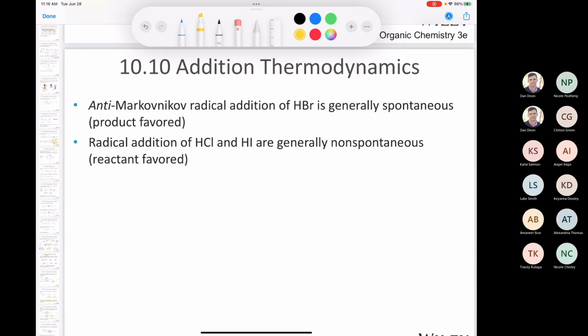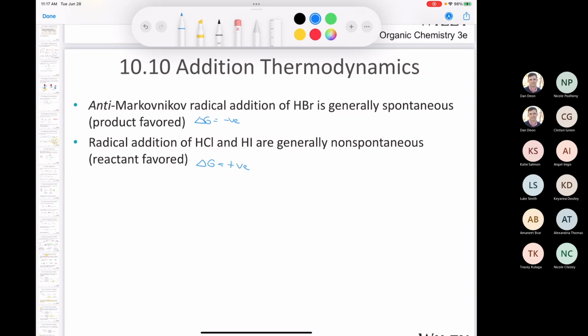Now, in terms of the addition of HBr, if we look at the delta G for the addition of HBr with peroxides across the double bond, it's a spontaneous reaction. So the delta G is going to be negative. However, if you're wondering, why can't you do it with HCl and HI? It's because for both of those, the overall process is thermodynamically unfavored, okay? The delta G is going to be positive in both of those cases.